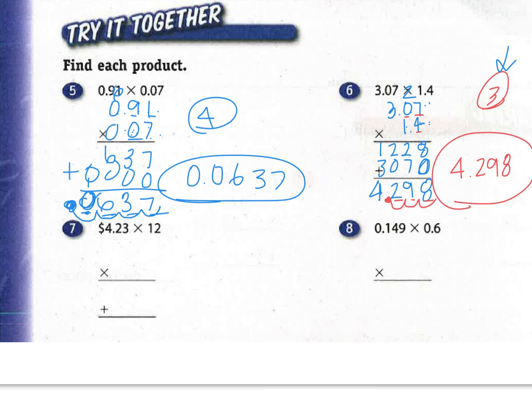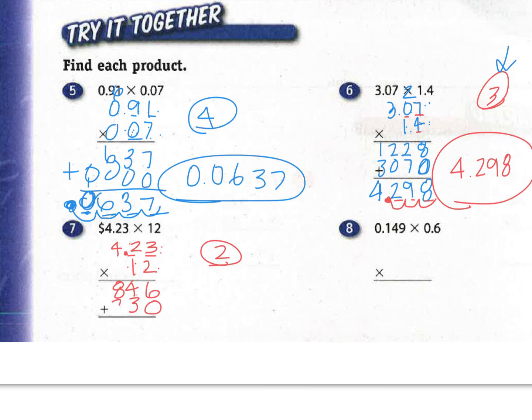Okay. All right, next one we have money. So we're going to do 4.23 times 12. We have 2 decimal places, just 1, 2. Remember, you don't need to line up the decimals when you multiply because you put in the decimal at the end. So no big deal. You can line them up however you want. So now we're going to do 2 times 3 is 6. 2 times 2 is 4. 2 times 4 is 8. Bring down the 0. 1 times 3 is 3.